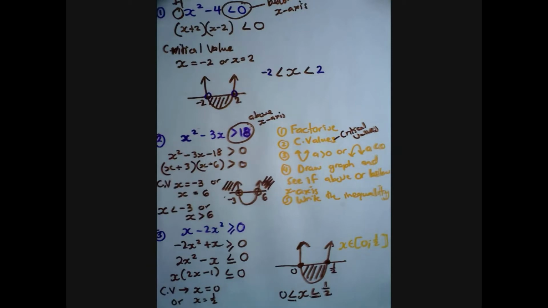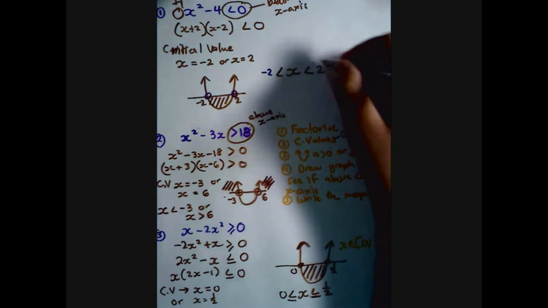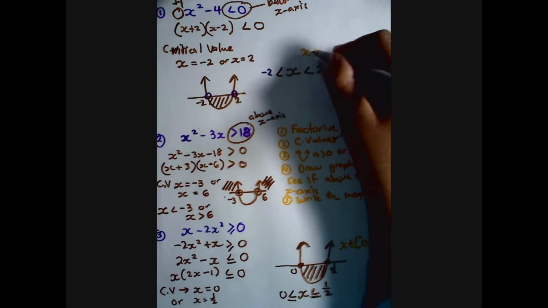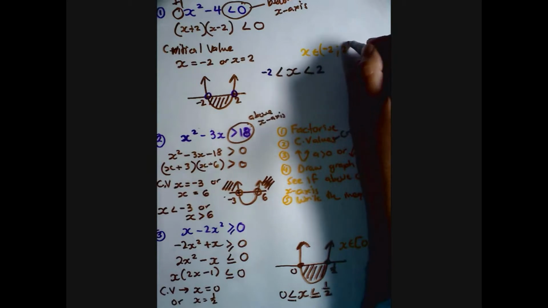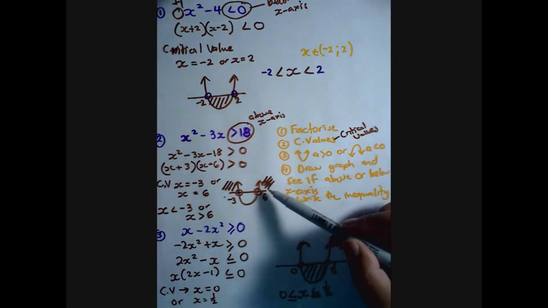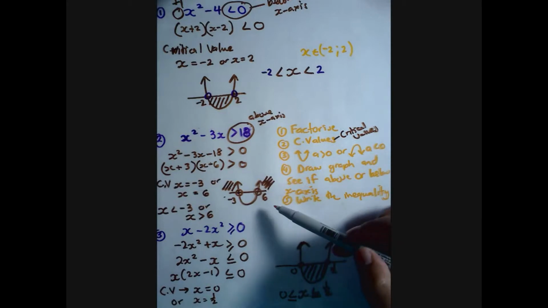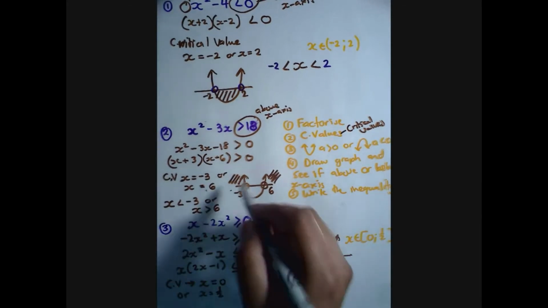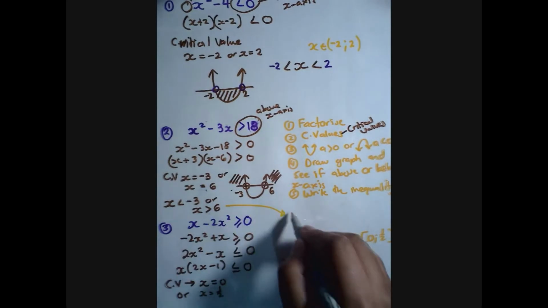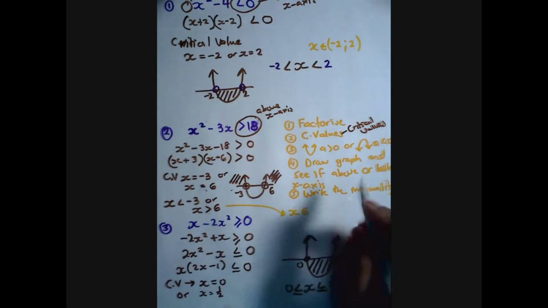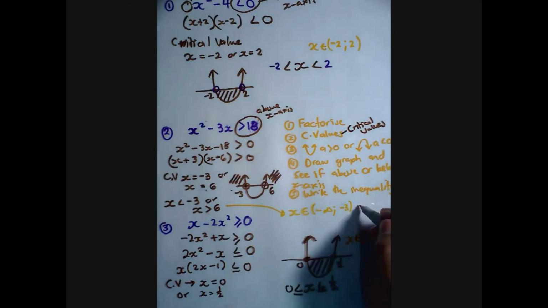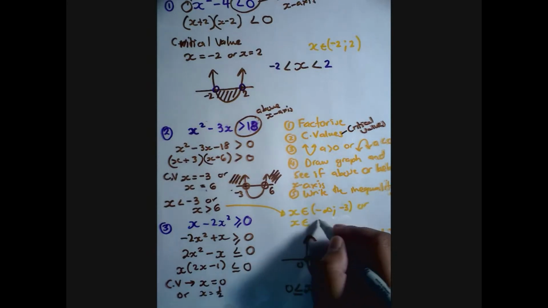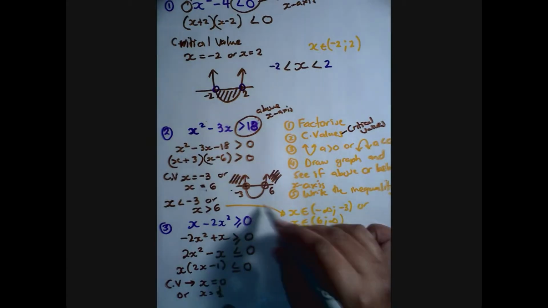And for the one on top here, it would have been x is an element of open brackets negative 2, positive 2, open brackets. Here it would have been 2 separate ones, so I would have done it separately. I would have said x is an element of negative infinity to 3, or x is an element of 6 to positive infinity. That's how I would have written this one here.